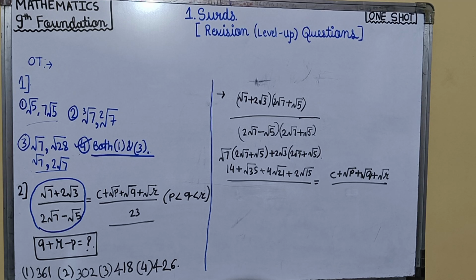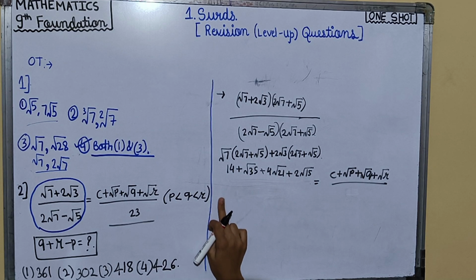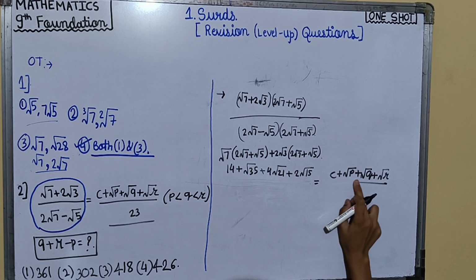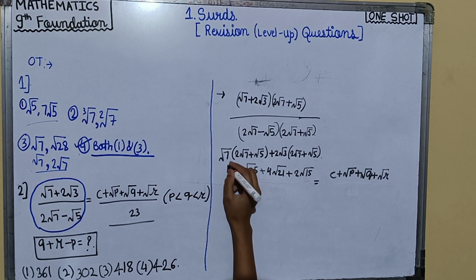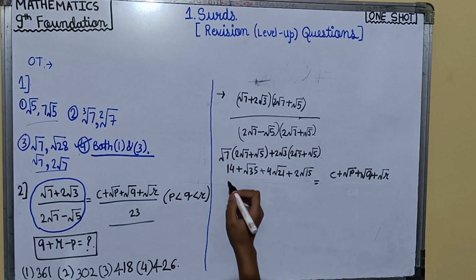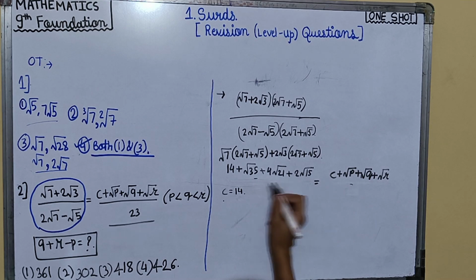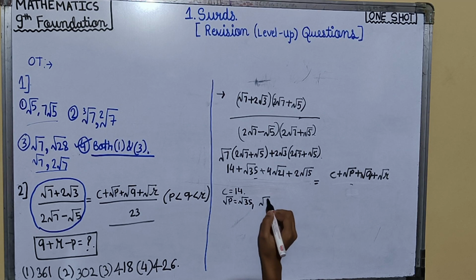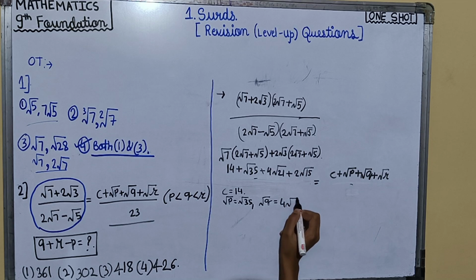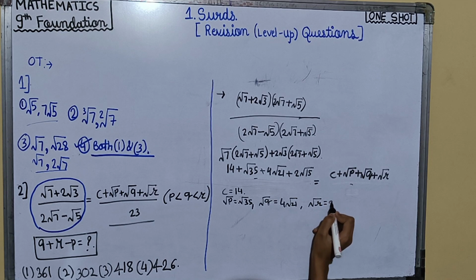Now we have to solve this. 14 plus root 35 plus 4 root 21 plus 2 root 15 is equal to C plus root P plus root Q plus root R. Rational number is equal to rational. C is rational and 14 is also rational. So C is equal to 14. We'll write like this. Root P is equal to root 35. Root Q is equal to 4 root 21. Root R is equal to 2 root 15.